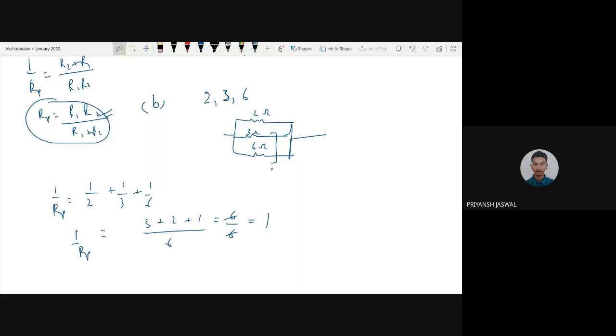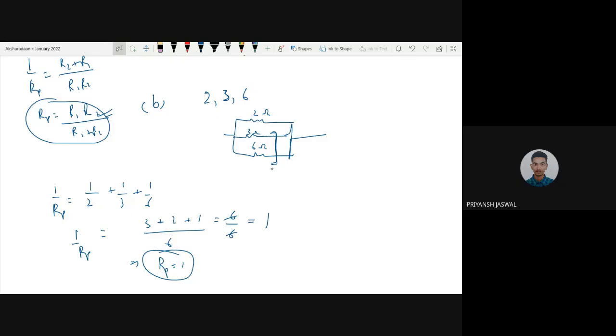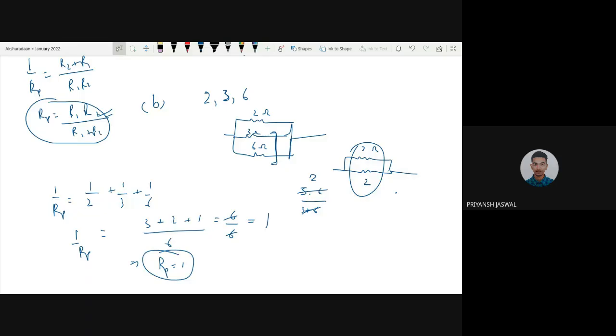Other way you can do is do it for 3 and 6 and let the 2 ohm be like this. 3 into 6 upon 3 plus 6, which we did earlier, 18 by 9, that is 2. Now for 2 and 2 you apply again. So 2 into 2 upon 2 plus 2, it is 4 by 4, that is 1. This is the answer itself.